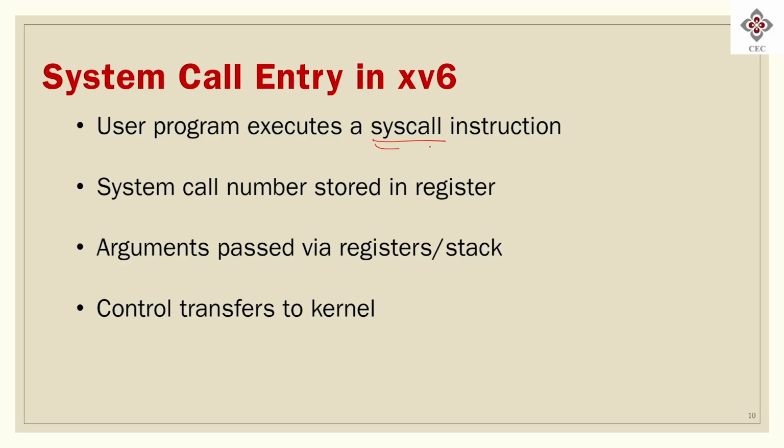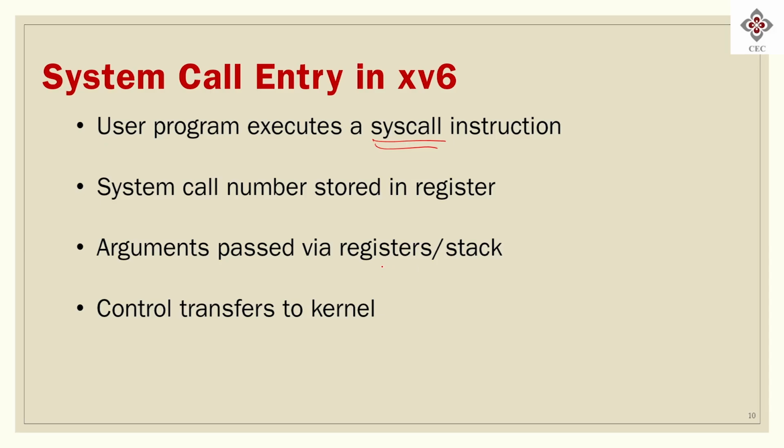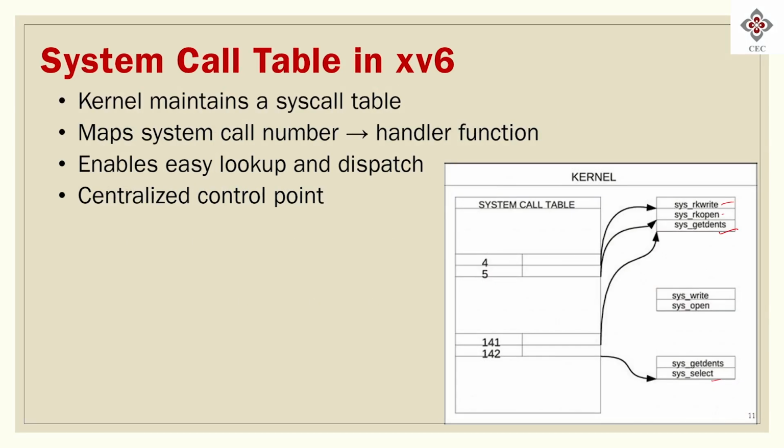System call entry in x86: the user program executes the syscall instruction. This is one important instruction, called syscall, by which we make the system call. The system call number is stored in a register, and arguments are passed via registers and stack. For a system call you can pass some arguments, and these are all passed via registers. Once it is done, control is transferred to the kernel. The system call number, such as 4, 5, 141, 142, maps to the handler function which is responsible for handling the system call.